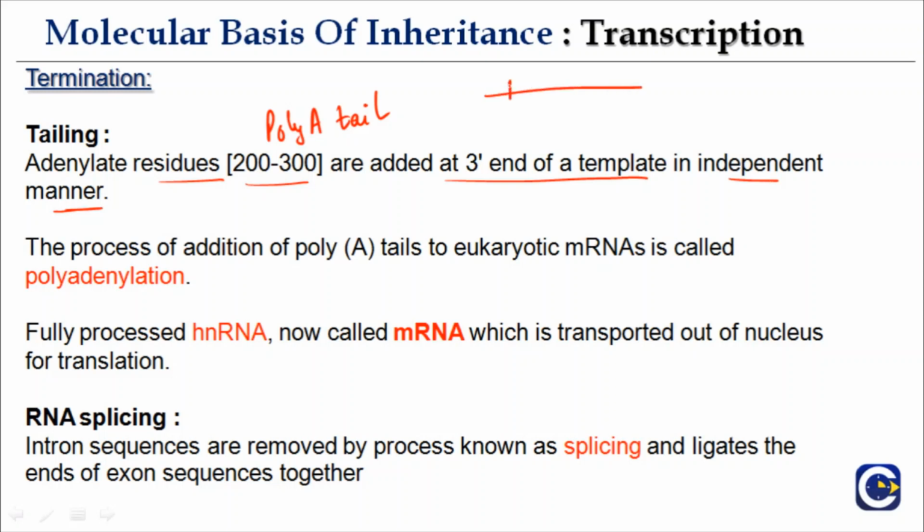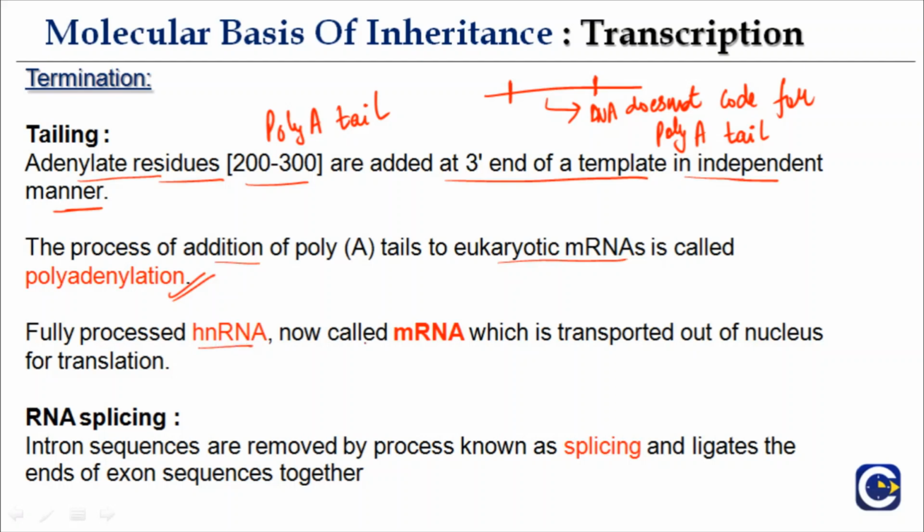The DNA only codes for the polypeptide sequence. DNA does not code for the poly A tail. Okay, this is important. DNA does not encode for the poly A tail. Therefore, the poly A tail or the adenylate residues are added at the 3' end in an independent manner. The process of addition of poly A tails to the eukaryotic mRNA is called polyadenylation. Fully processed RNA, now called mRNA, is transported out of the nucleus for translation.